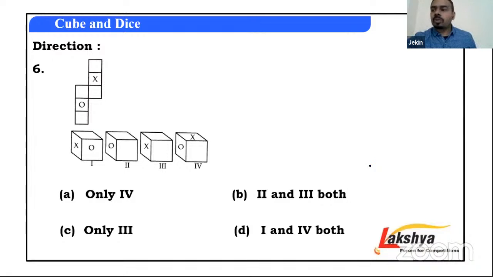What you are supposed to do is find out which are the opposite faces here. The question says, if this mat were to be closed and form a dice, which of the following figures would be true? Which of the following figures would be true? So how do you do that?